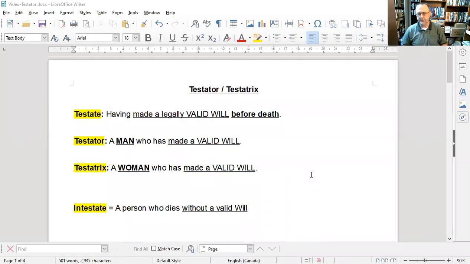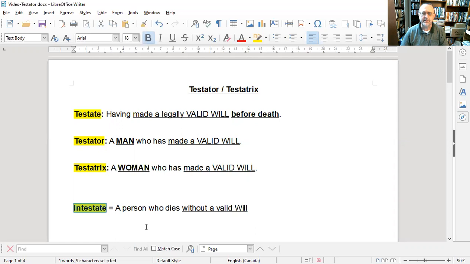So we're going to look at testator. First of all, the term testate is having made a legal, valid will before death. From that term testate, we get the male version, testator. Testator is a man who has made a valid will, and Testatrix is a woman who's made a valid will. So they have a masculine and a feminine from that vantage point.